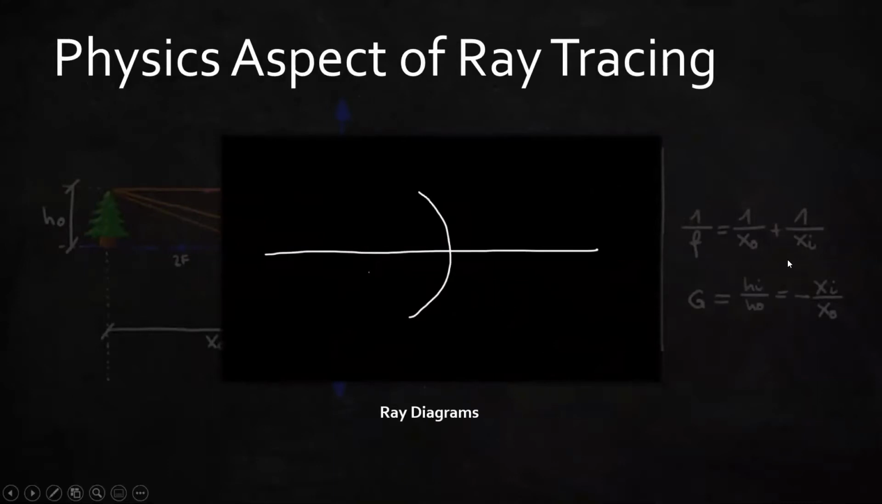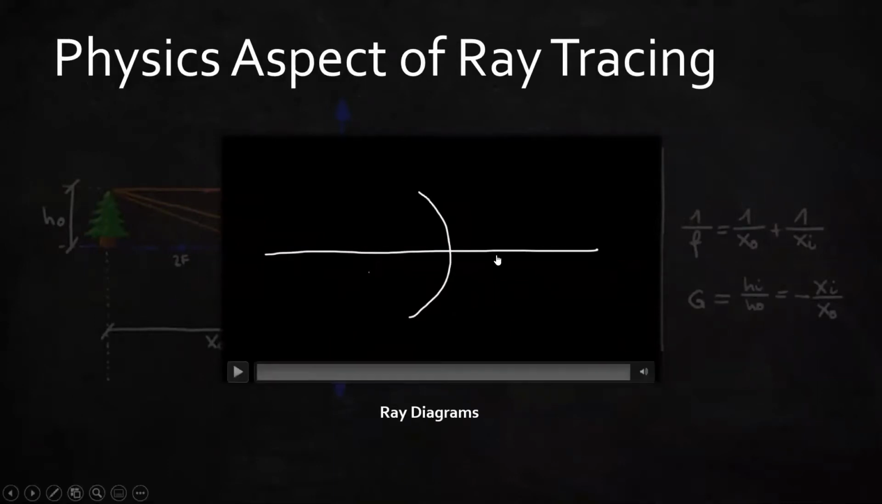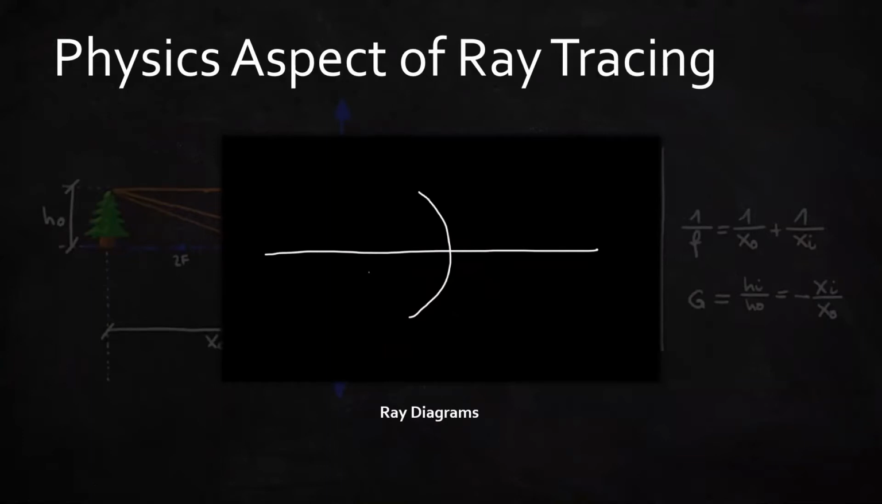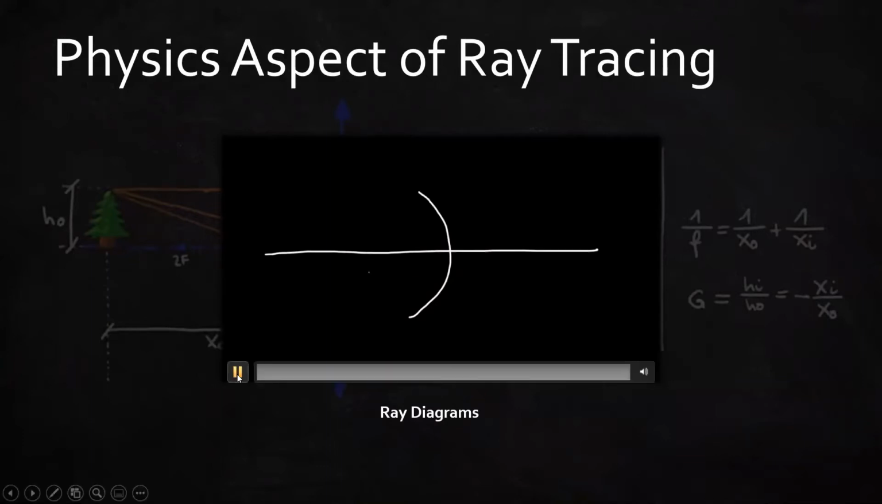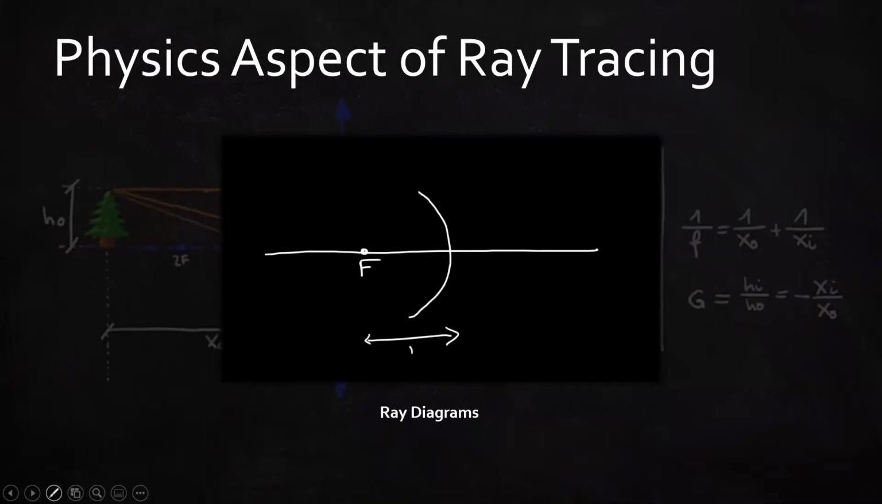So looking at the physics aspect of ray tracing, first we can look at the ray diagram. I'm sure some of you might remember this from physics. So this line here is your focal point, and the distance between that focal point and the mirror is called the focal length.